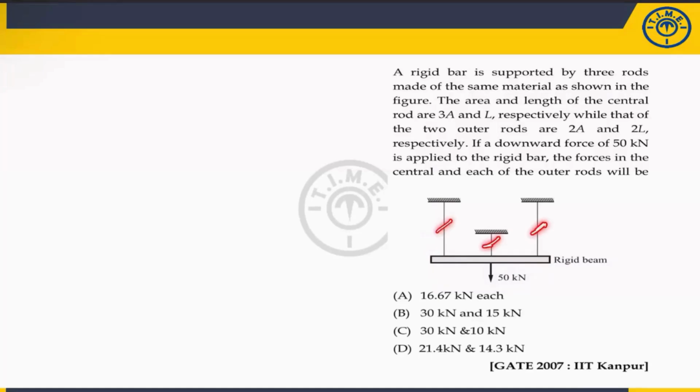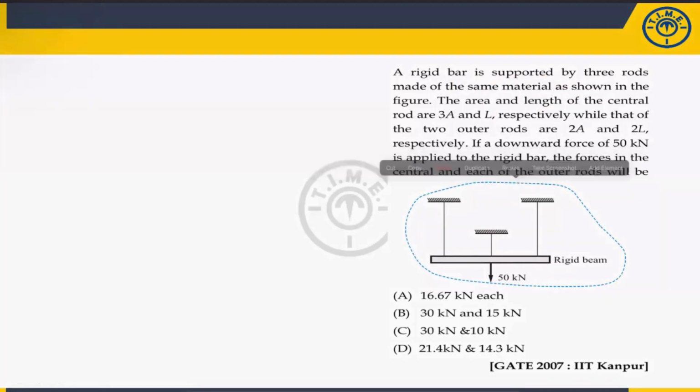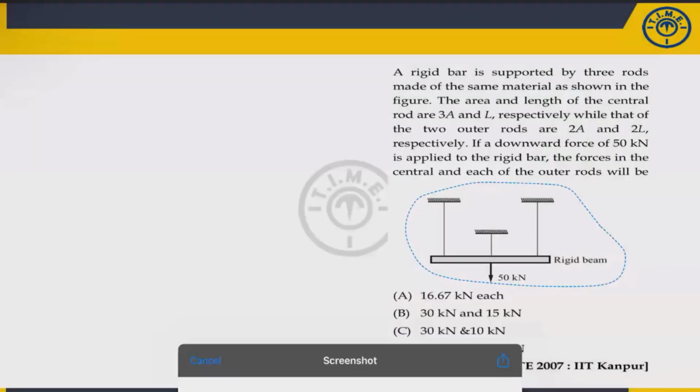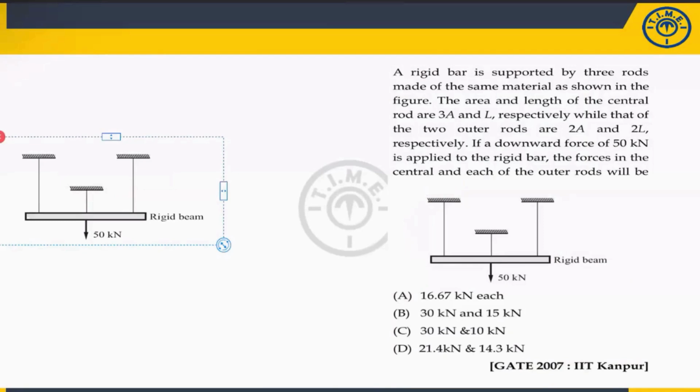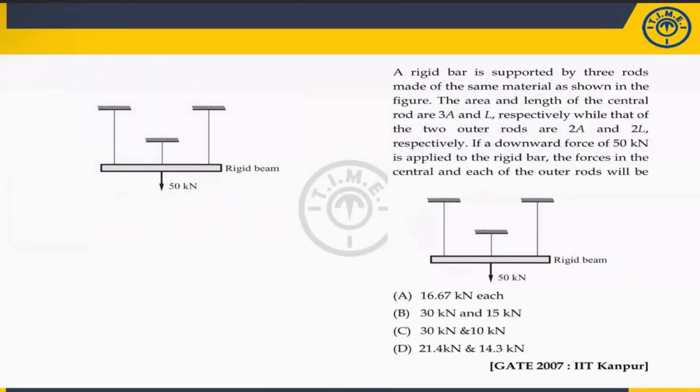So there are three steel bars. Let me check what they have mentioned. Three rods, a rigid bar. This is the bar which is supported by three rods of the same material. The material of this one is the same. The area and length of the central rod, let me write, I think it will be easy. Now see the center portion. The area and length of the central rod is 3A and L. What about the other two outer rods? 2A and 2L. That means the area is 2A, length is 2L.